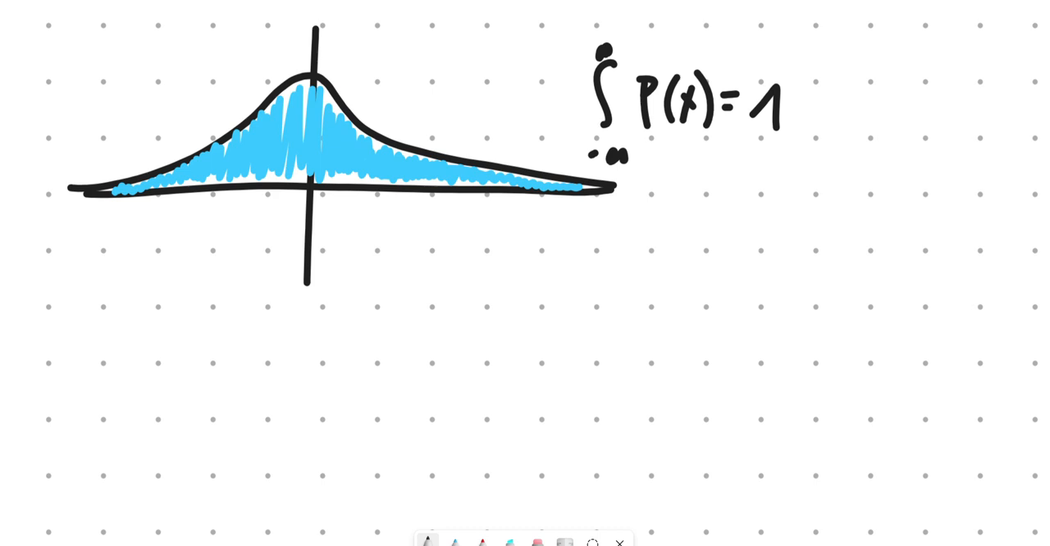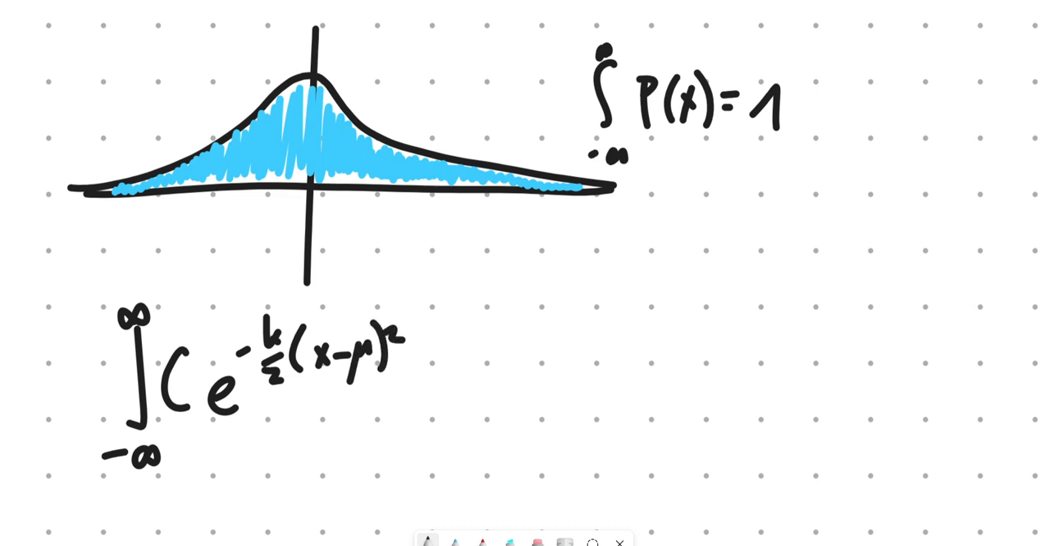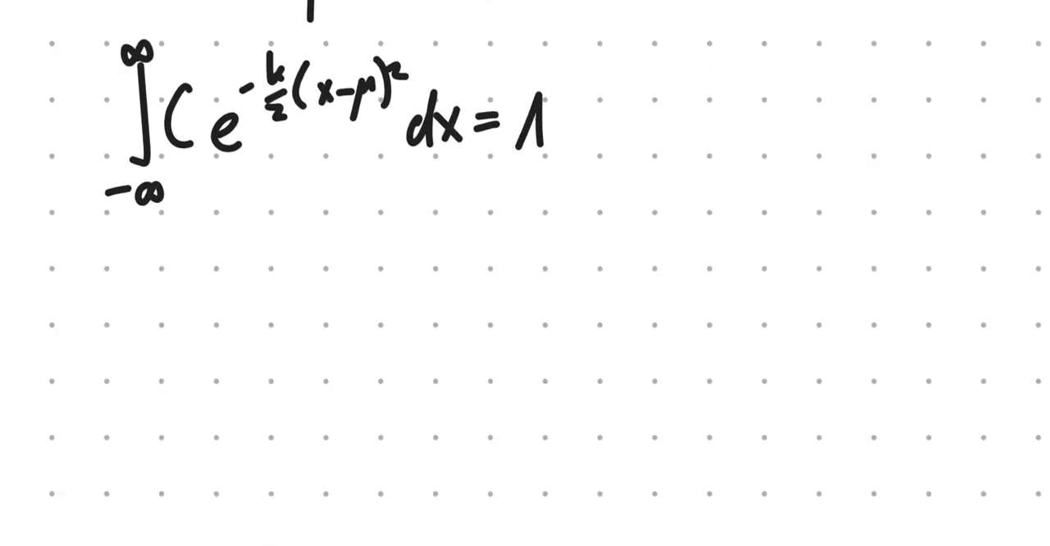So we can rewrite the integral from minus infinity to plus infinity, over the real numbers, of c times e to the negative k over 2 times x minus mu squared dx, which is going to equal 1. Now this looks very, very scary. Since this looks very scary, I'm going to make a new substitution. I'm going to let k over 2 times x minus mu squared equal u squared.